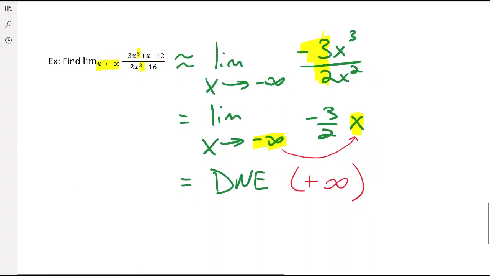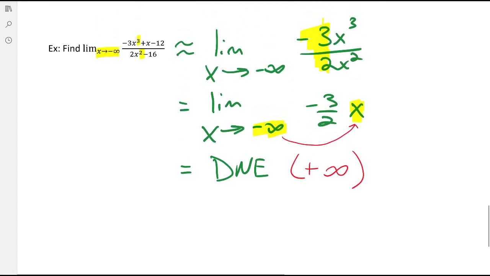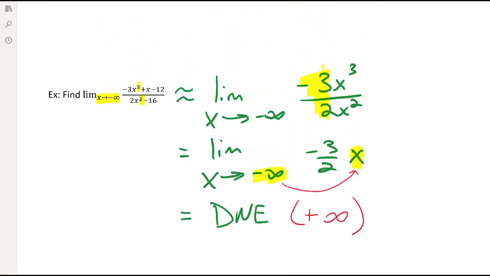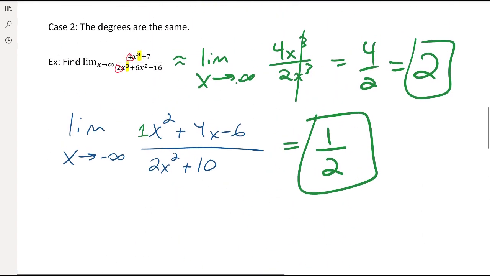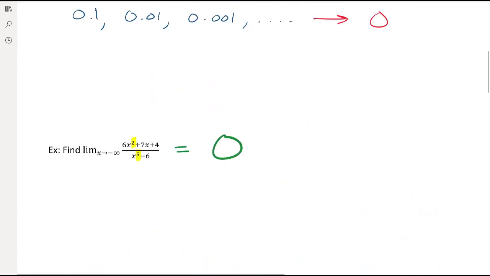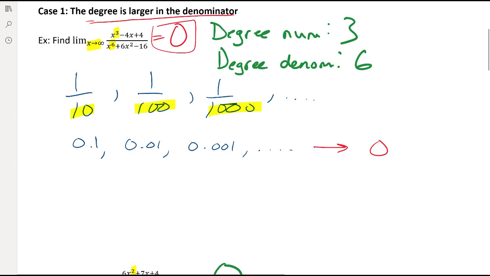All right, so those are all the cases. The cases are when your degree is larger in the numerator. Okay. Another case is when your degrees are the same. And then the first case we talked about is when your degrees are larger in the denominator.